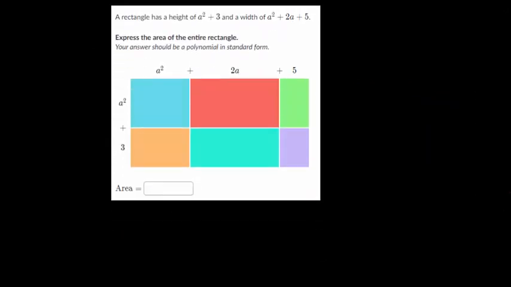And let's continue. So we've got another area model problem. And for this one, now that we understand the area model, I'm not going to draw out a new picture, but basically we just had to find the area of each of these 6 boxes and then add them together. So let's do that very quickly. So we have a squared times a squared, which is just a to the 4th. 2a times a squared is 2a cubed. 5 times a squared is 5a squared. We have 3a squared here. 2a times 3 is 6a. And 5 and 3 make 15.